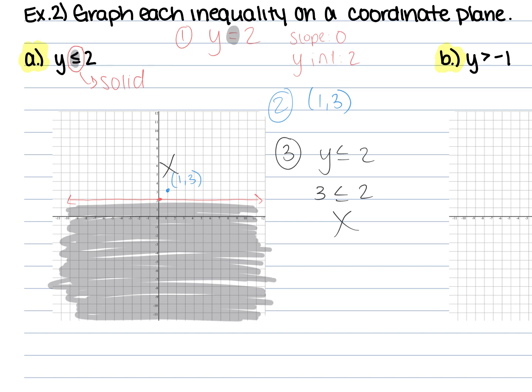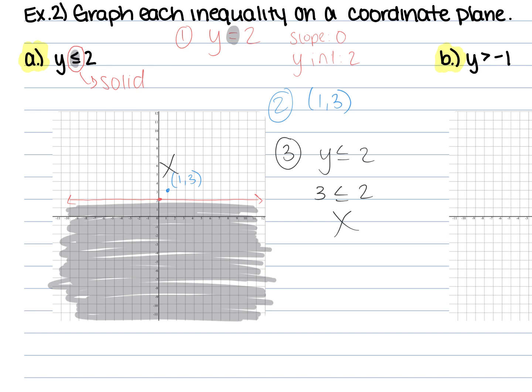Matthew, did you have a question? Oh yeah, I was gonna ask, how do you know which side you shade? Okay, that's why we're testing the point, right? So Matthew, do you agree that when we plugged in 1, 3, it did not work? 3 is not less than 2? So this point should not be in the shaded region. So then we have to shade the other side. Now I dare you guys, go ahead and pick any point in the shaded region and test it. It will work. Any point in the shaded region, test it and it will work, okay?